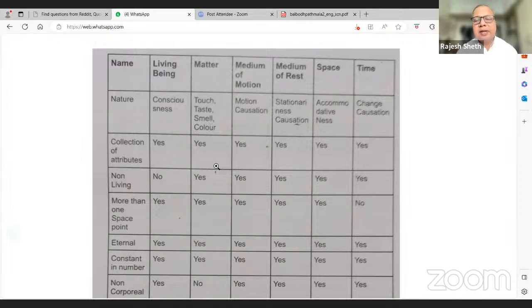So the first one is living being. So you know now the names of 6 substances. Jia, what are the names of 6 substances?